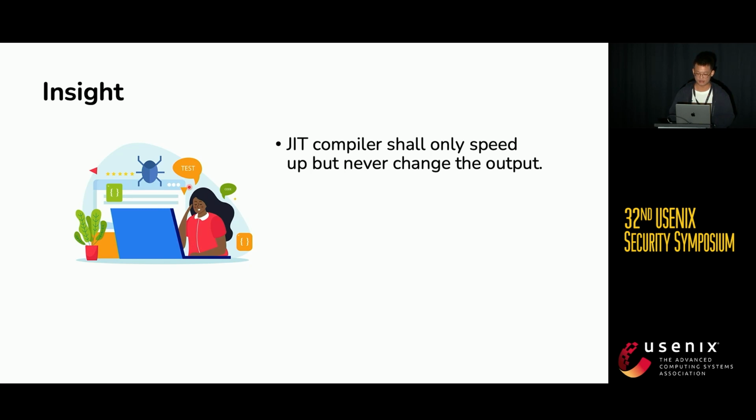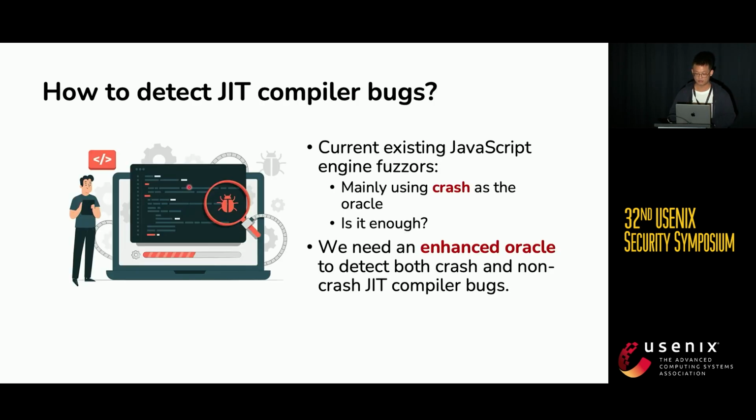From this motivating example, they build the basic insight that a JIT compiler should only speed up the execution of the code, but should never change the output of the code. So this is the basic insight. Based on this, they proposed an enhanced oracle to detect both crash and non-crash JIT bugs.